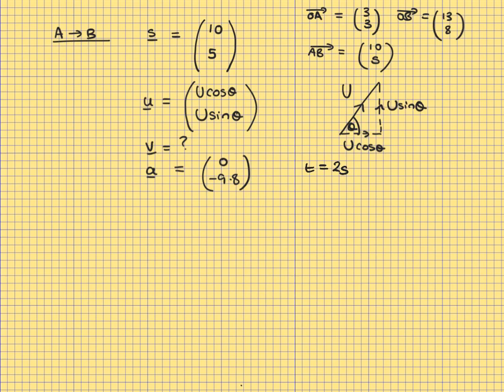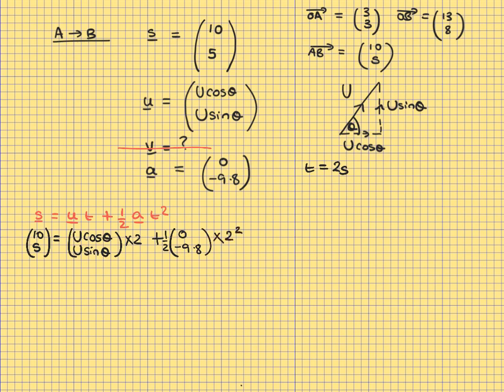So, which SUVAT equation would apply here? Well, let's cross out V, S, U, A, and T. We can use the SUVAT equation s equals ut plus a half at squared, writing the different parts of this as vectors. Let's fill in what we can. So 10, 5. I'm doing this as column vectors because I think there can potentially be some confusion when we introduce all the i's and j's. It's exactly the same thing, and this is just a little bit clearer. So we have a half, 0, negative 9.8 multiplied by 2 squared. So what can we work out from here?